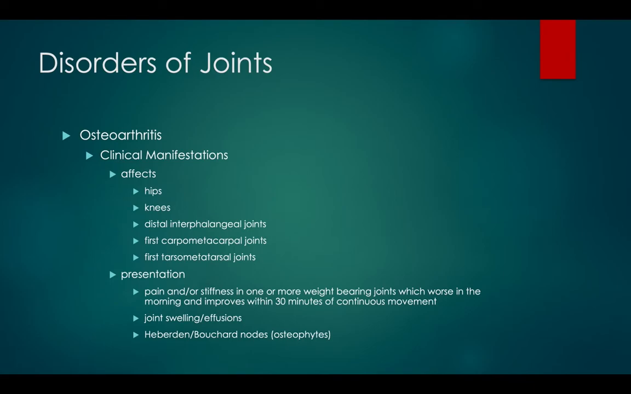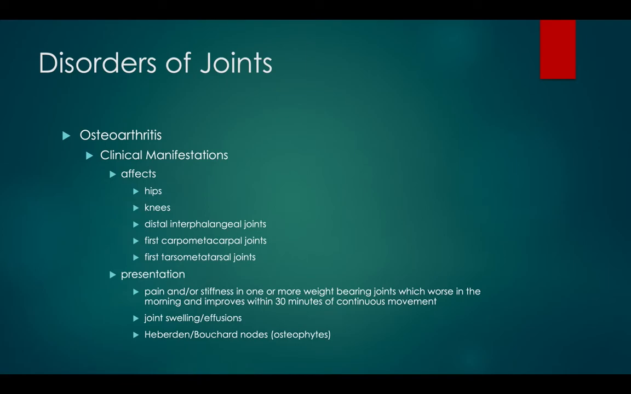Next, we'll talk about the clinical manifestations of osteoarthritis. So what happens here is there's certain joints that are more commonly affected than others. Most common are the hips, knees, distal interphalangeal joints, first carpal metacarpal joints, and also the first tarsometatarsal joints. So the toes, thumbs, then hips, knees.